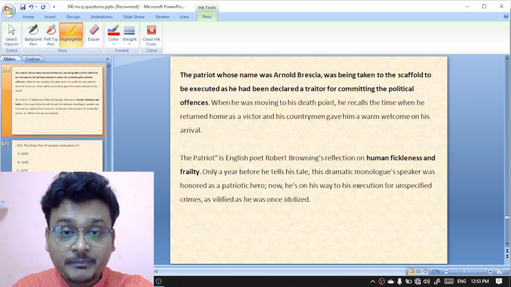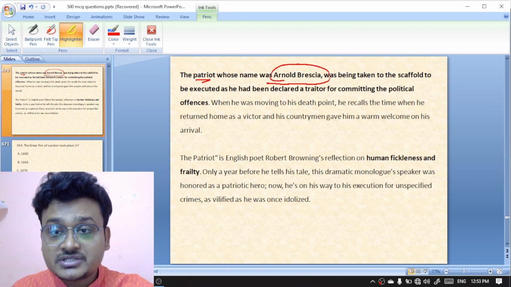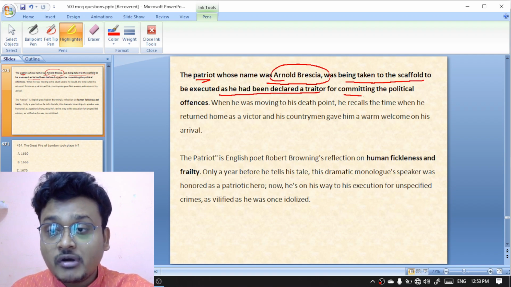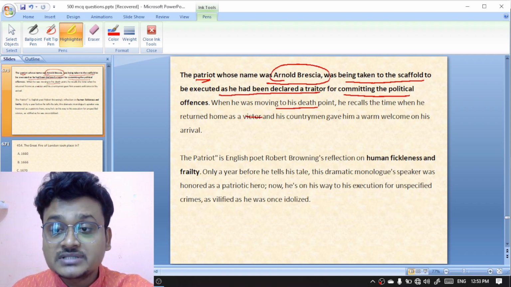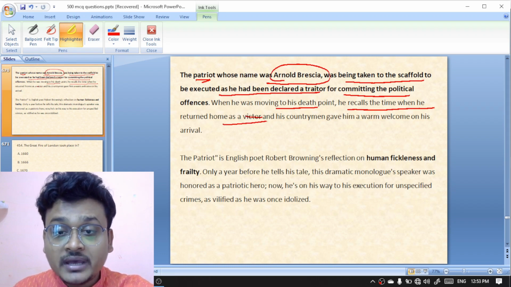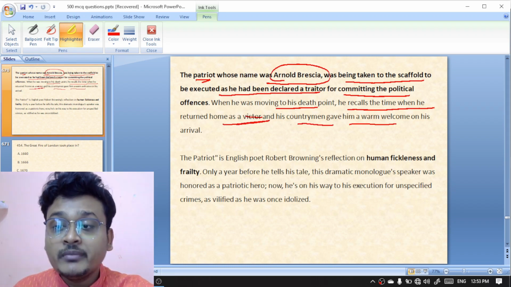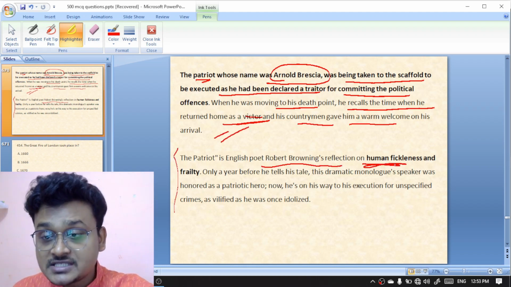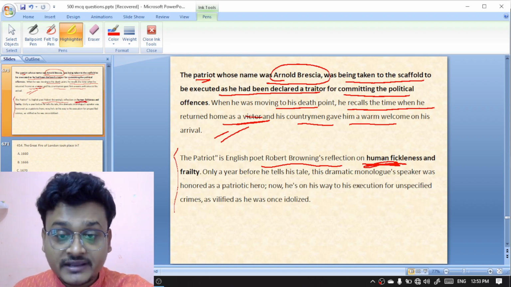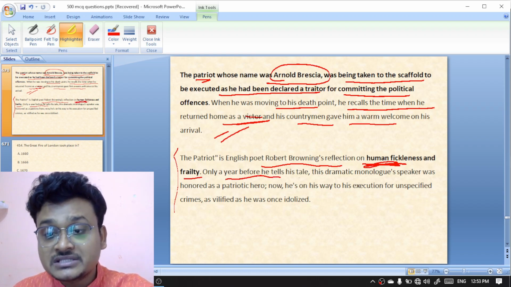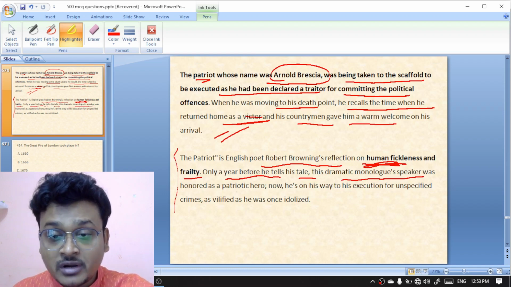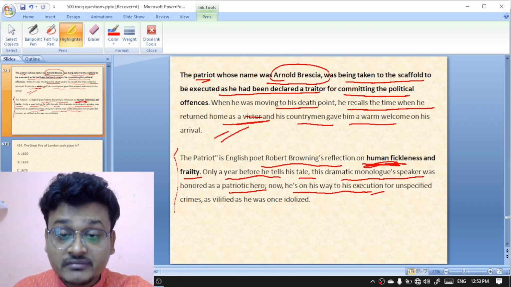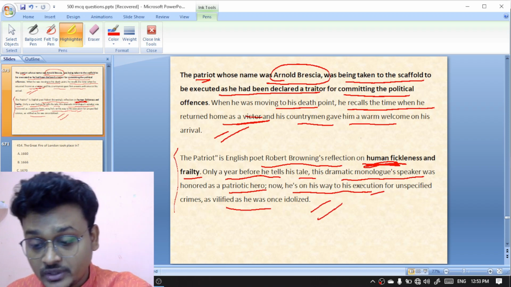Let's look at this explanation. In the poem The Patriot, the man, whose name was Arnold of Brescia, was being taken to the scaffold to be executed as he had been declared a traitor for committing political offences. When he was moving to his death point, he recalls the time when he returned home as a victor, and his countrymen gave him a warm welcome on his arrival. So, The Patriot is an English poem about boundless reflection on human fickleness and frailty. Only a year before, what happened, he tells his tale. The dramatic monologue speaker was honored as a patriotic hero. Now he is on his way to his execution for unspecified crimes, as vilified as he was once idolized.